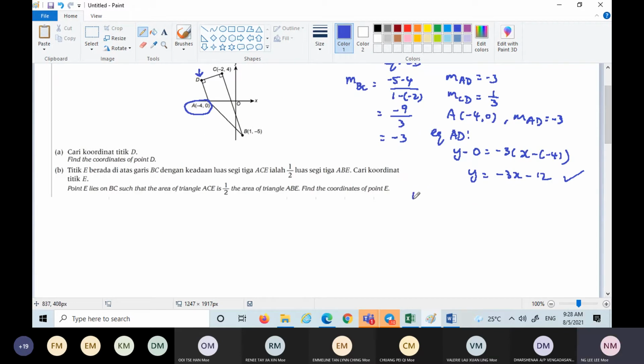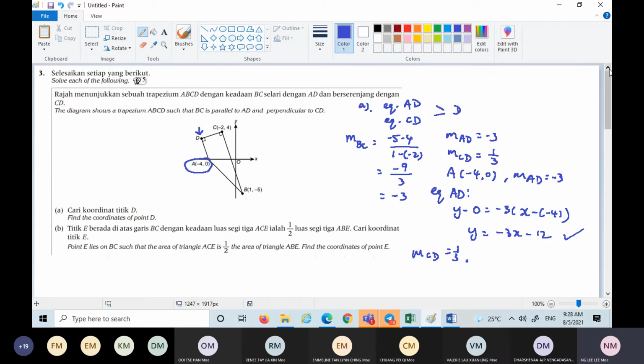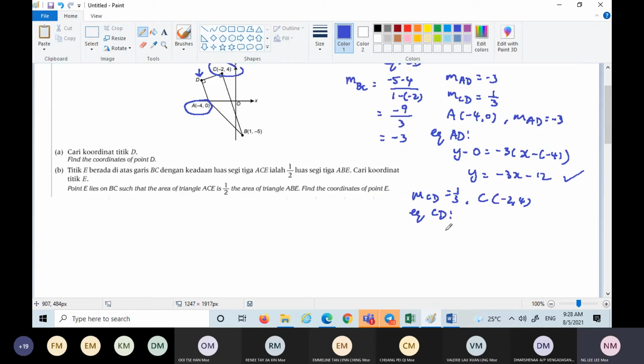Okay, next, with the gradient of CD. Gradient of CD, I want to find CD. So I use this point. Don't go and use point B or point A. Okay, so use point C. Then you get the equation of CD. So y minus 4, 1/3, x minus -2.